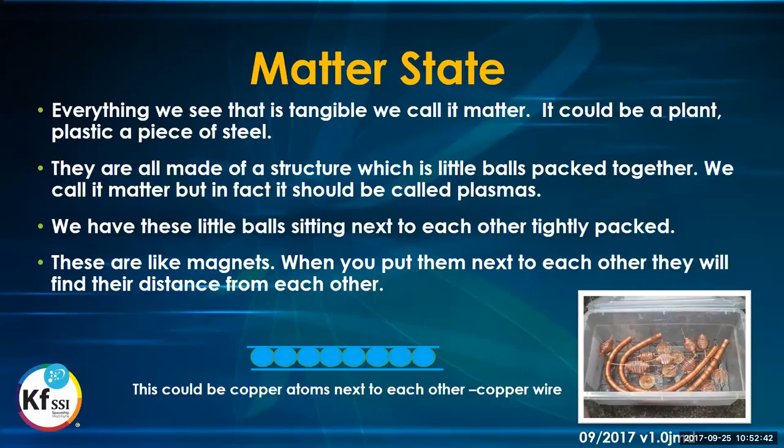We call it matter, but in fact it should be called plasmas. We have these little balls sitting next to each other, tightly packed. These are like magnets, and when you put them next to each other, they will find their distance from each other. So that's essentially what our matter state is. And if you have a look at that picture at the bottom there, it could be copper atoms sitting next to each other on a copper wire.